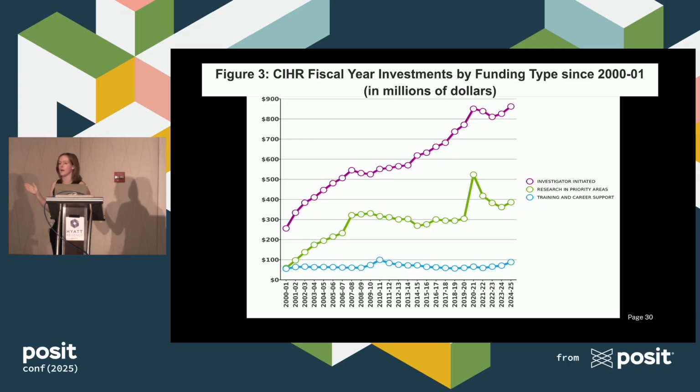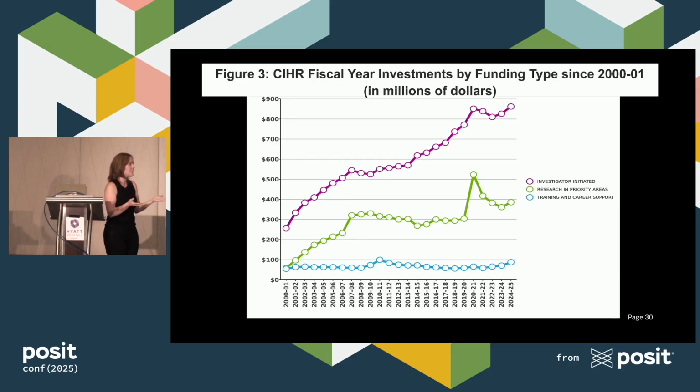But the second I bring it up, I should still be leading audiences through my presentation. I say, here we have figure 3, CIHR. Again, that's my work. Canadian Institutes of Health Research, CIHR fiscal year investments by funding type. And then I dive right in. I say, on the y-axis here, we have investments in millions of dollars, and on the x-axis we have fiscal years.